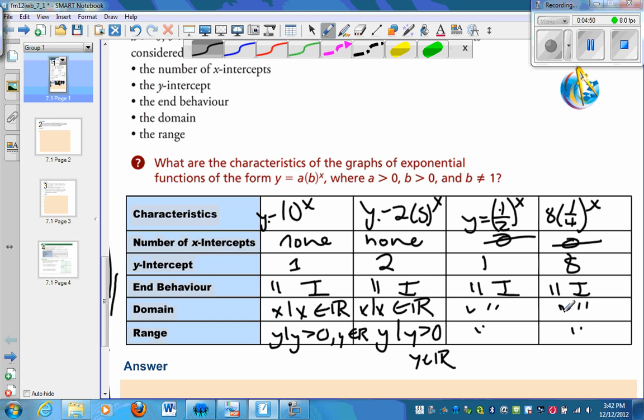So you can see that there's some characteristics that we see. Okay, first of all, no x-intercepts. Our y-intercept looks like the value of a, because really, if we have y equals 1 times 10 to the x, that's our a value. Our a value there is 1. So it really looks like our y-intercept is our a value. Our end behavior, it looks like it always goes from 2 to 1. And our domains and ranges, domain is any x's. The range is always y is greater than 0. Okay?